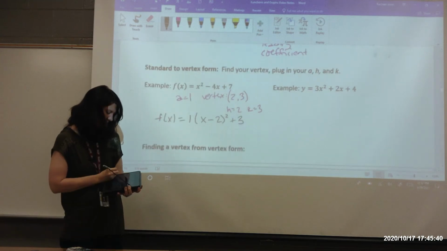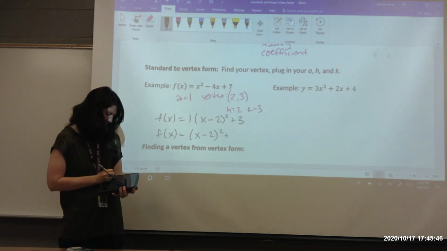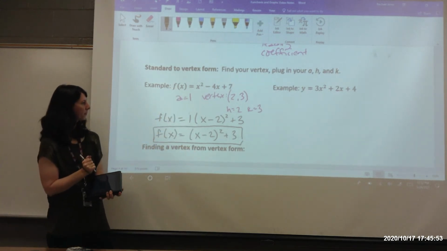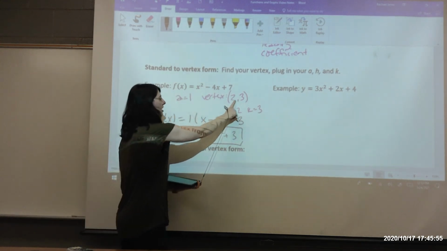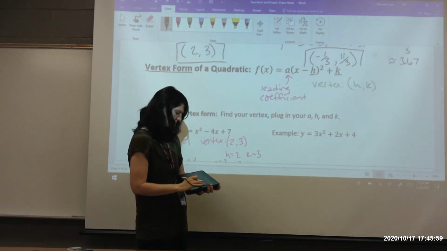And there you go. You could clean it up a little bit. You could get rid of the 1 and just have x minus 2 squared plus 3. But now you have gone from standard form to vertex form. Okay? We just need to know our a, our h, and our k. So see if you can do the same thing for this example.